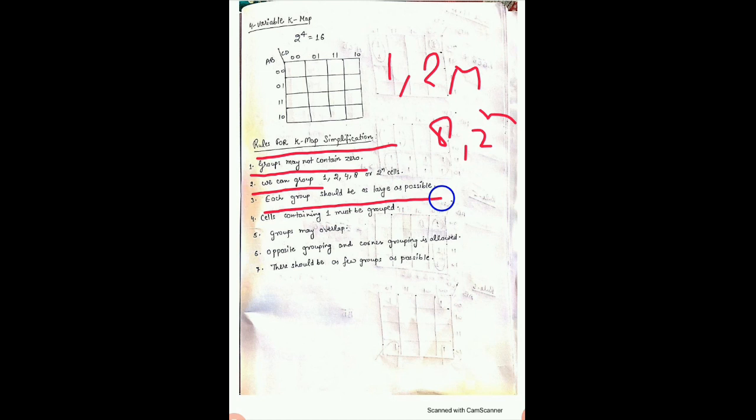We have to firstly make groups of 1, 2, 4, 8 or 2 raised to the power n. We have to make groups in this fashion. Each group should be as large as possible.